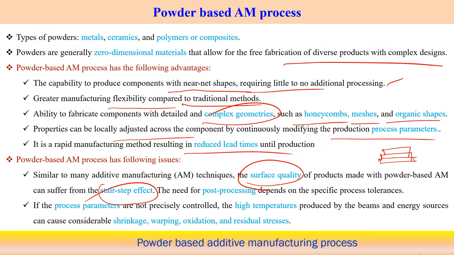Second, the process parameters are not precisely controlled. The high temperature beam can create some kind of shrinkage, warping, oxidation, and finally can lead to the formation of residual stress. Although these problems are associated with conventional manufacturing processes also, similar problems also exist in additive manufacturing technologies. For example, residual stress development is there, but of course all these kinds of defects can be reduced by proper control of the process parameters.